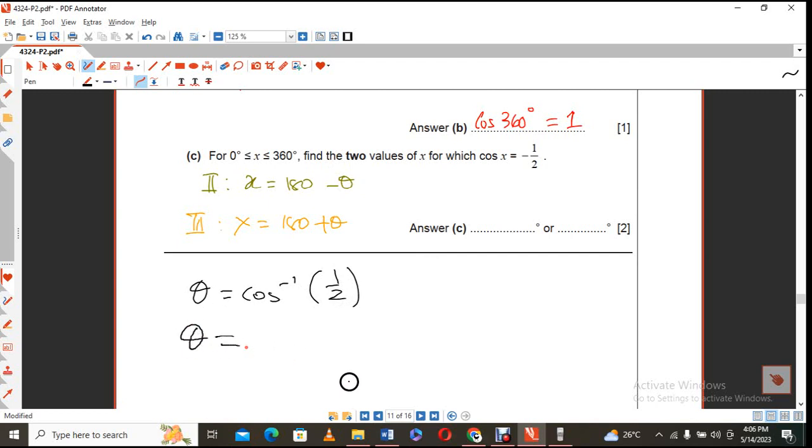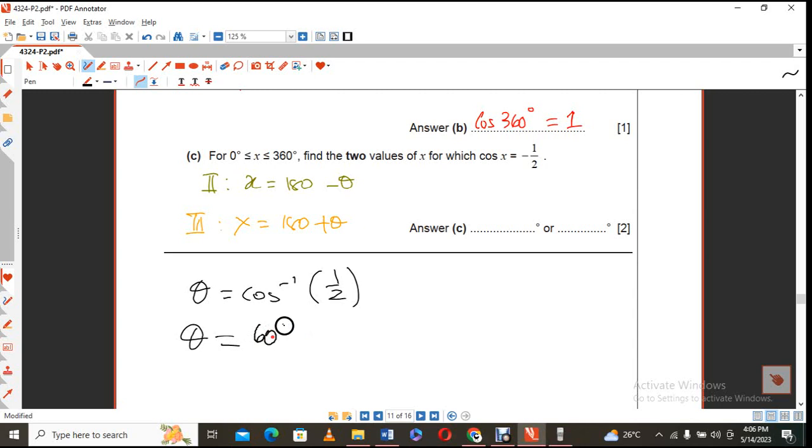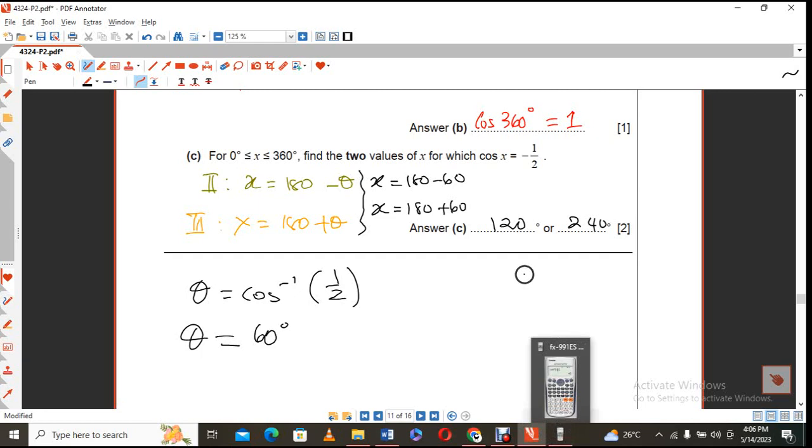So that reference angle is the inverse cosine. You press that if you're looking for an angle of a half, or 0.5 if you want to. That gives me the angle, which is obviously 60 degrees, as you have seen from our work before. So now I know that our angle is 180 minus 60 degrees, which is 120 degrees. The other angle will be 180 plus 60 degrees, that is 240. And clearly 240 and 120 are an obtuse angle and a reflex angle respectively, as you can see.